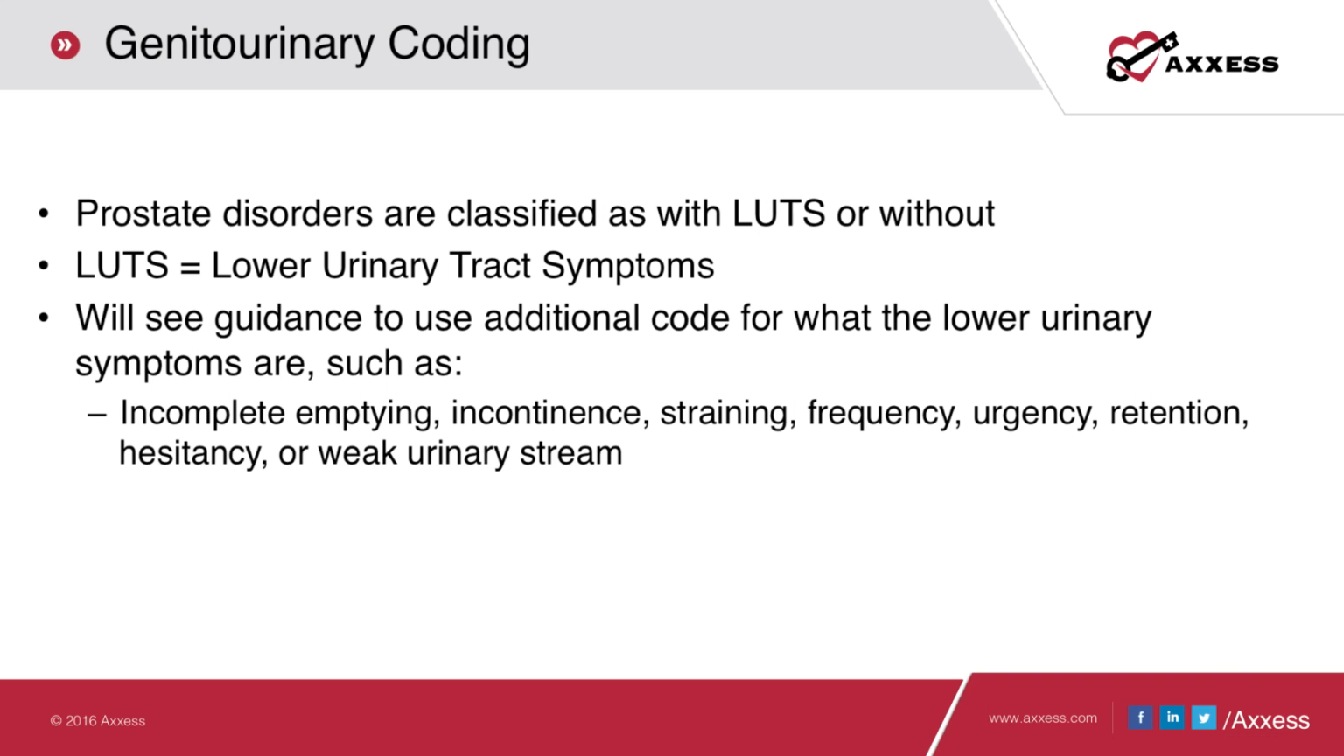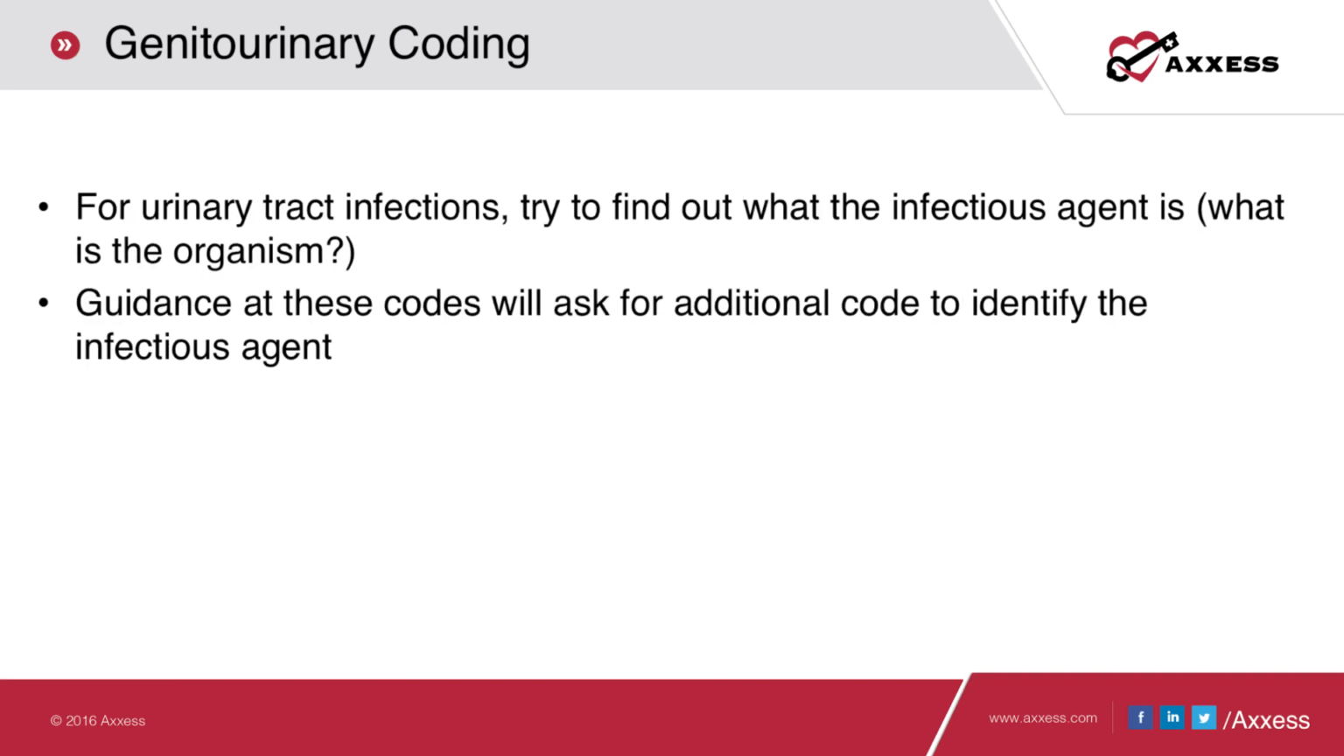All right, let's talk about prostate disorders. In ICD-10, just like in ICD-9, many of your prostate disorders are classified as to whether they have LUTS or not. And LUTS is lower urinary tract symptoms. Now, you're going to see guidance to use an additional code for what the lower urinary symptoms are, such as incomplete emptying, incontinence, straining on urination, frequency, urgency, retention, hesitancy, and weak urinary stream.